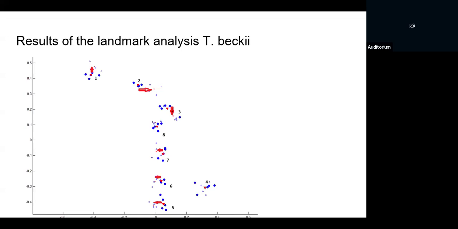So I looked at T. beckai from older horizons and younger ones. And I wanted to know if there was any stasis that was going on. Are they staying the same or are they changing? And the answer is they're changing.